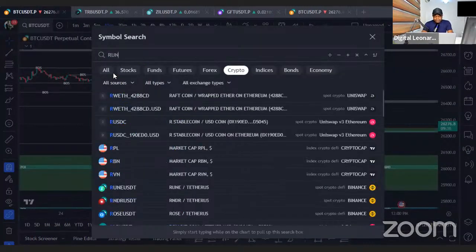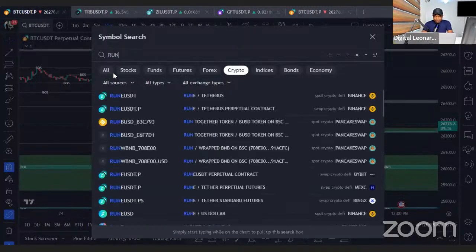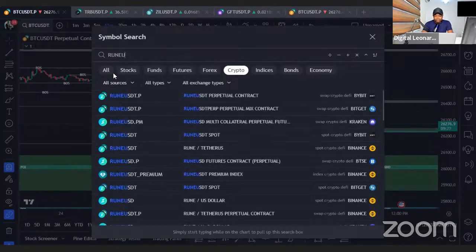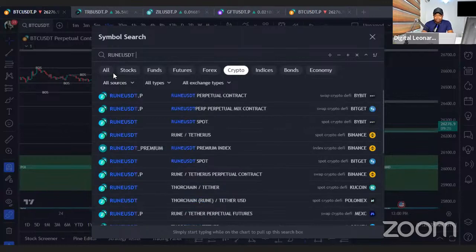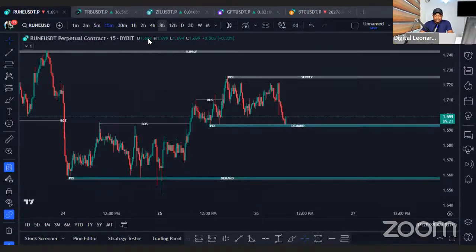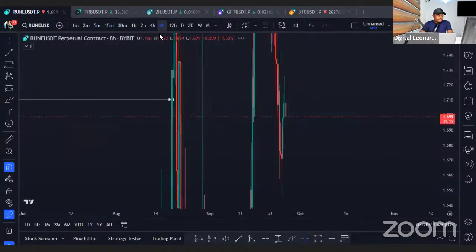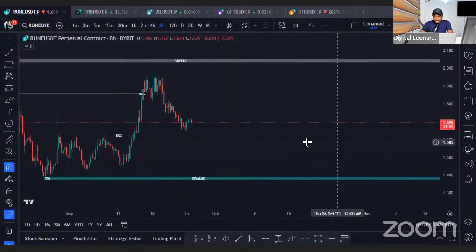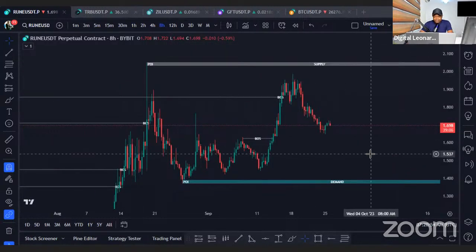So let's look at the next token. There are other tokens I've recommended for the community actually, and you can buy those tokens if you want to. So let's look at Rune. Let's look at Rune for whoever asked me to look at the Rune token. Yeah, Adam wants to look at Rune.